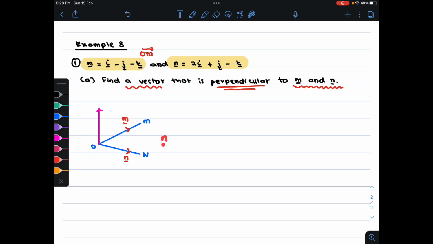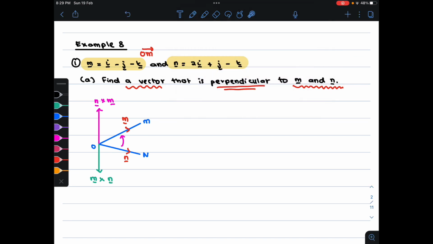Because if you do n cross m, which starts from n going towards m, or you can use the letter D, so if you go anti-clockwise, we go upward, which is this one. Or we can also do m cross with vector n. And this one is clockwise rotation, so we'll be using the letter P. So if we go clockwise, it will go downward. So this is for m cross n.